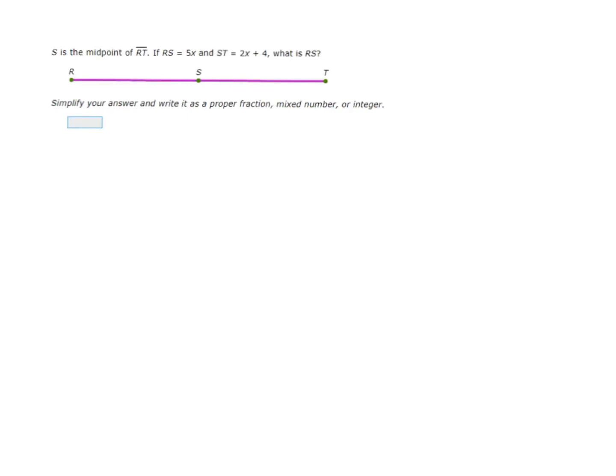A little bit different here. S is the midpoint. They give us RS is 5x. They give us ST is 2x plus 4. But in this case, they didn't really talk about RT. RT wasn't brought into the picture here. There's nothing about RT. Well, isn't RS equal to ST? Isn't that a midpoint?